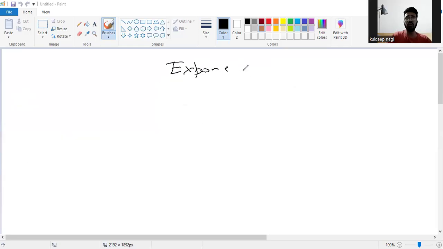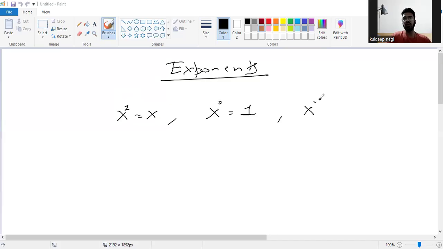Now there are many formulas related to exponents. Let's start with, first of all, a number raised to power 1 is representing itself. A number raised to power 0 is equal to 1 always. A number raised to power -1 is the reciprocal of that number.